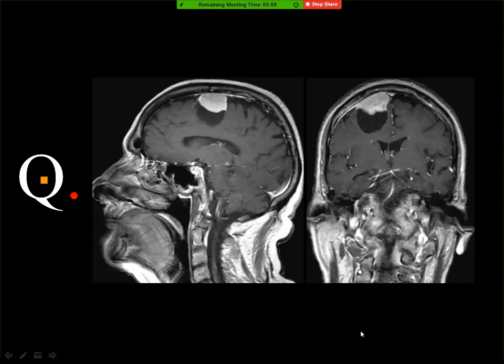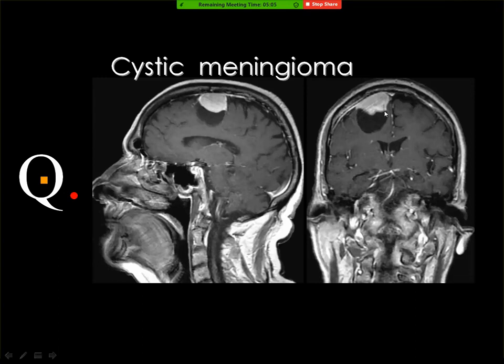Meningioma with cystic component. Yes, this is meningioma with cystic component, and you see the dural-based lesion with enhancement, and you may appreciate some of the dural tail.